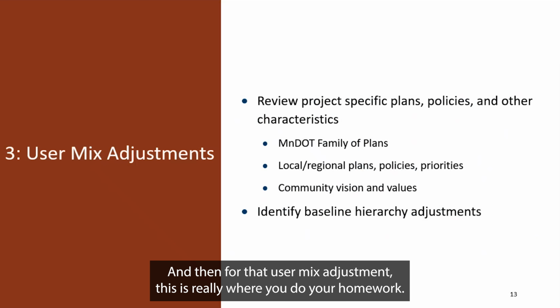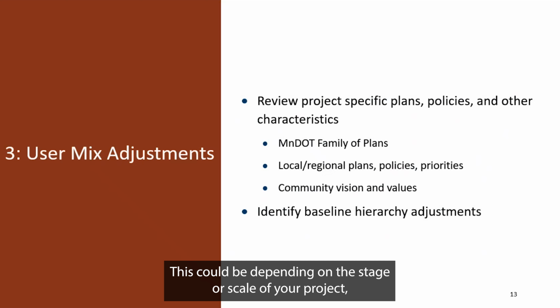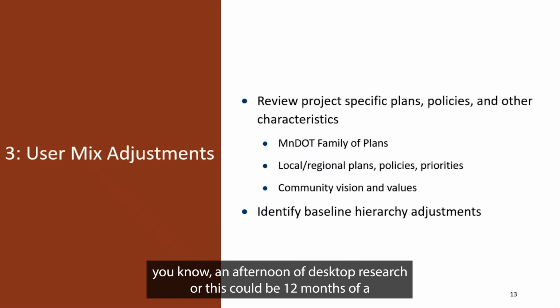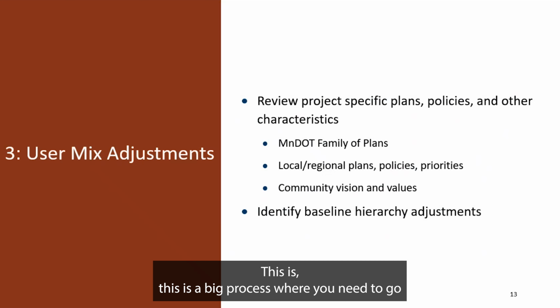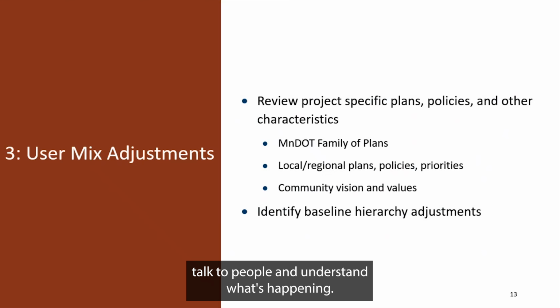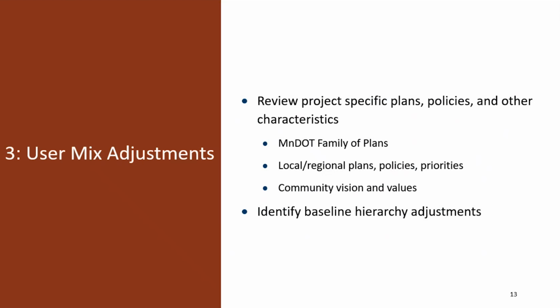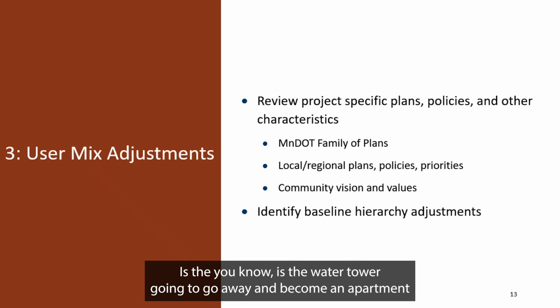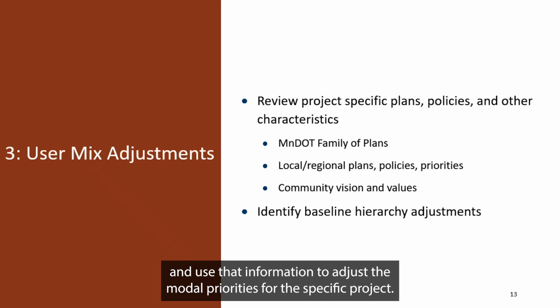And then for the user mix adjustment, this is really where you do your homework. Depending on the stage or scale of your project, this could be an afternoon of desktop research, or this could be 12 months of a project scope with a whole consultant team and community engagement and all of that. This is a big process where you need to go talk to people and understand what's happening. What does the St. Paul district plan say for Snelling? Have they identified priorities? Is the water tower going to go away and become an apartment building? Whatever the case may be, you really need to dig into that and use that information to adjust the modal priorities for the specific project.